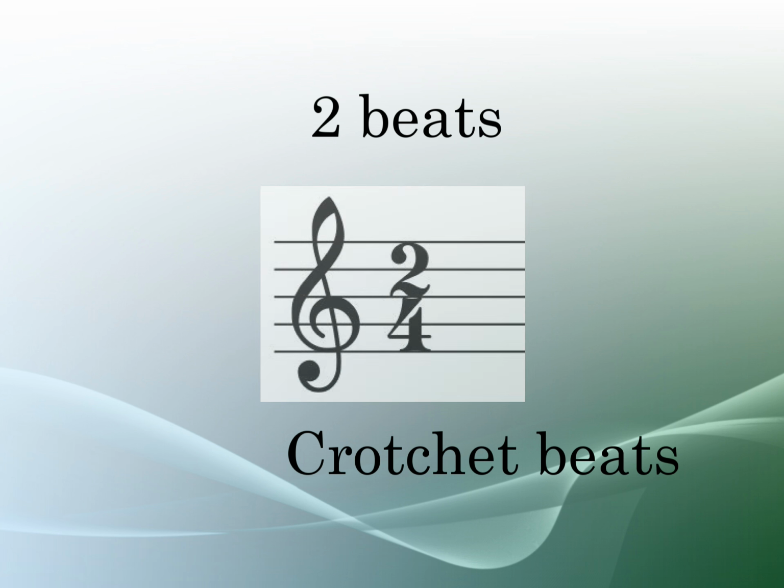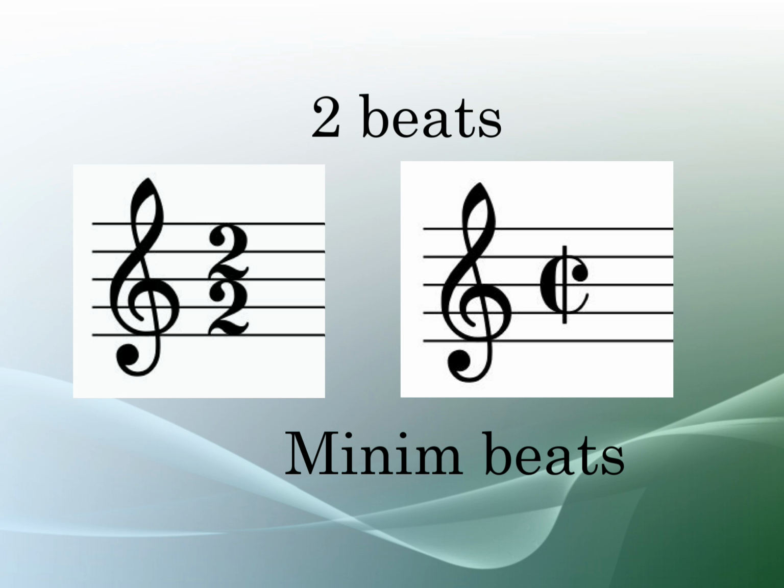Finally, 2/2, which can also be written as a C with a vertical slash running through it, and is called cut common or cut common time. And the numbers in this time signature tell us that there are 2 minim beats per bar, because the bottom number 2 denotes a minim beat.